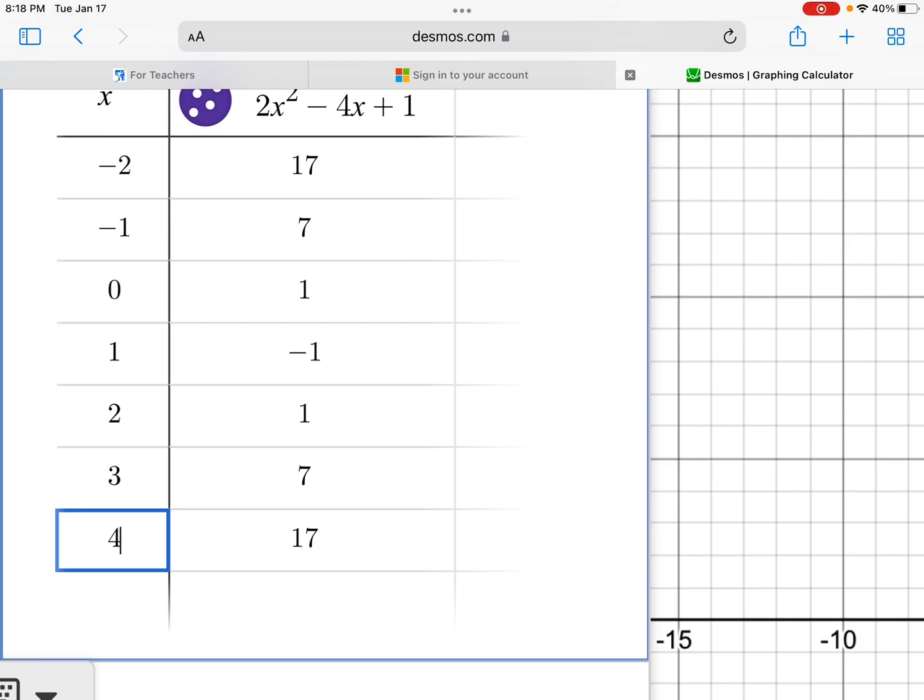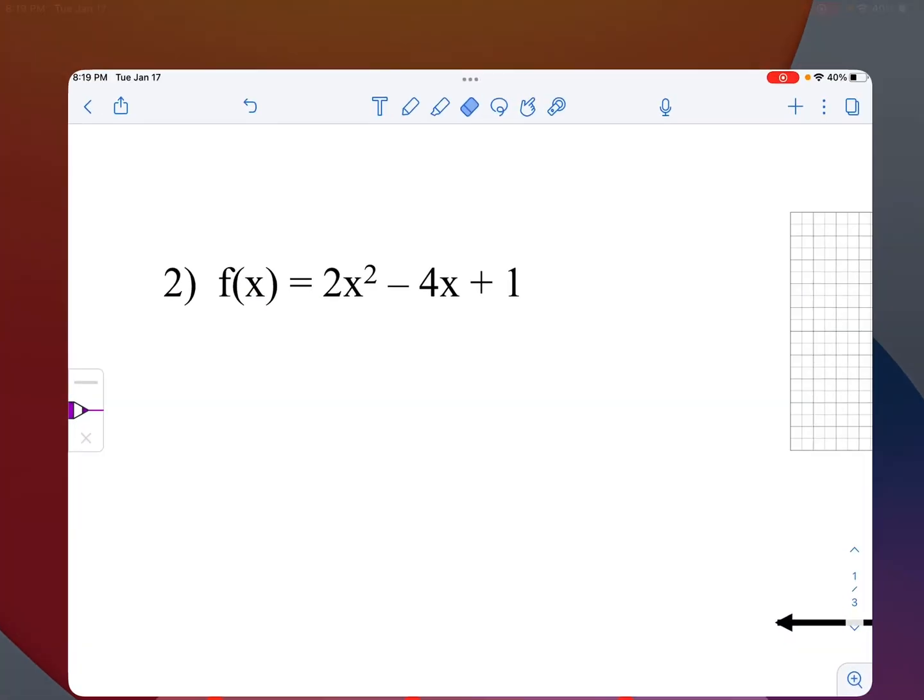You want to look for the vertex, which would be in the middle, and then you would see some numbers that start matching up. Now, 17 and 17 are way too big for a graph. I'm not even going to include those in my table. I'm only going to go from -1 to +3 because we can fit 7, 1, -1, 1, and 7 all on our graph. So I'm going to copy that down.